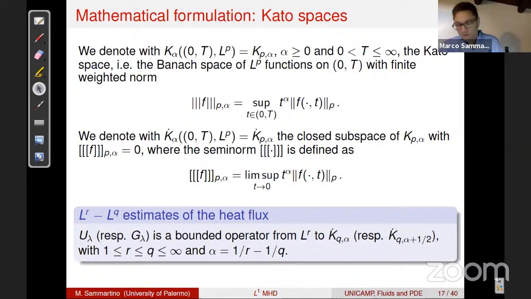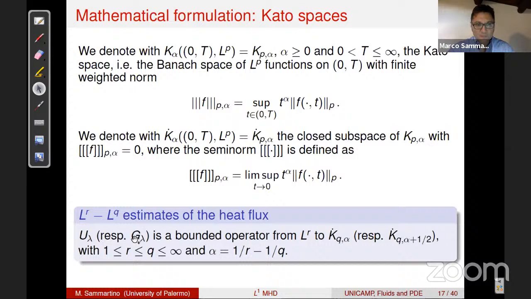It will be useful to study the solution in LP spaces with P greater than one. And then we have to regularize the initial transient with this t to the alpha. This K dot alpha is the set of functions which belong to K_P^alpha. So it's a subspace, but which at the initial time has some more regularity, in the sense that if we take the limsup of what is written above, it's enough that it is bounded. Here, besides being bounded, it is required that if we take the limsup for t going to zero, then this seminorm is equal to zero. So at the initial time, it is slightly more regular.